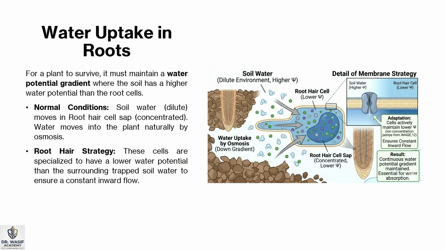More importantly, the plant actively keeps the water potential inside these cells lower than the surrounding soil, to trap more soil water. By staying salty or sugary inside, the root ensures there is a constant inward flow. It is like a biological vacuum cleaner that never turns off. As long as the soil stays more dilute than the root, the water will keep rushing in, providing the hydration and pressure the plant needs to stay alive.